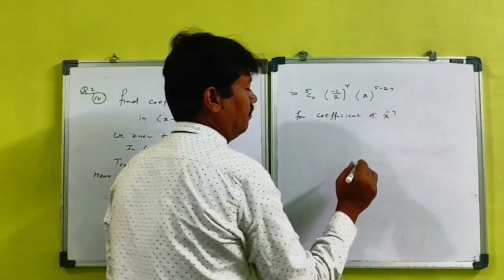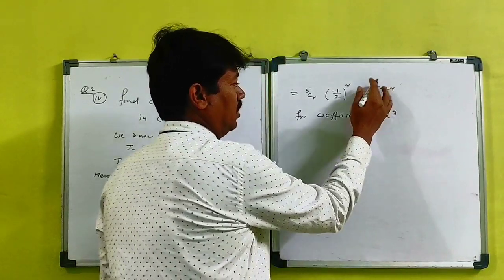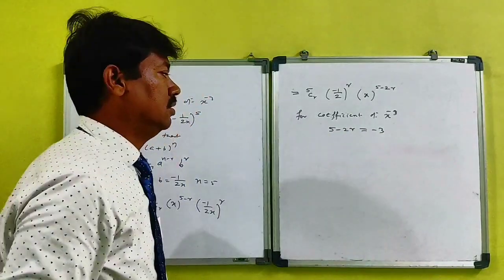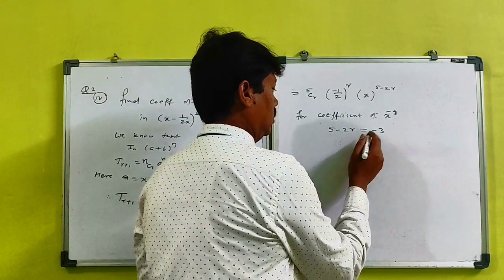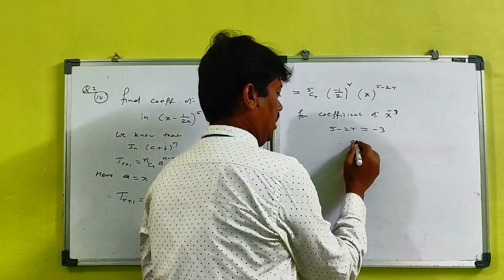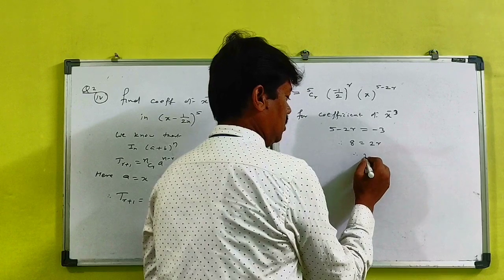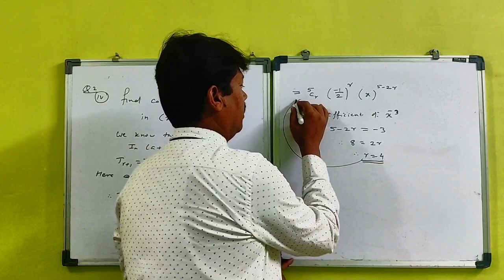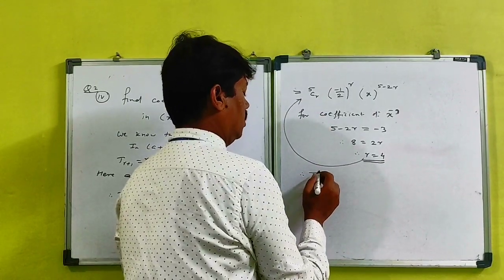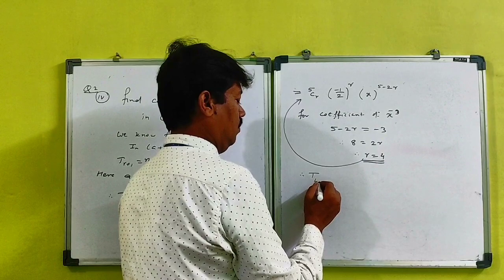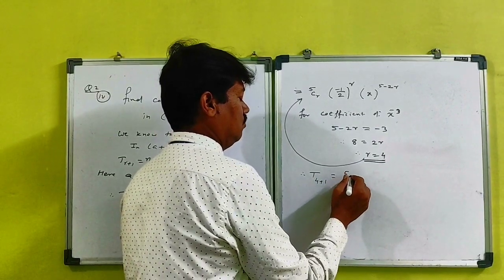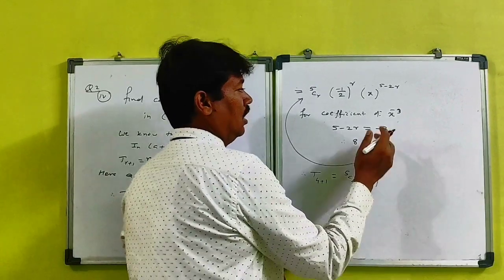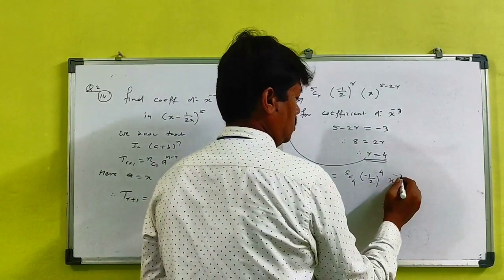x raised to minus 3, equate this power with minus 3. Therefore, this value will come here, so that 8 is equal to 2r, so r is equal to 4. So r is equal to 4, you have to resubstitute back here. Therefore, T 4 plus 1 is equal to 5C4 minus 1 upon 2 raised to 4, and here it is x raised to minus 3.